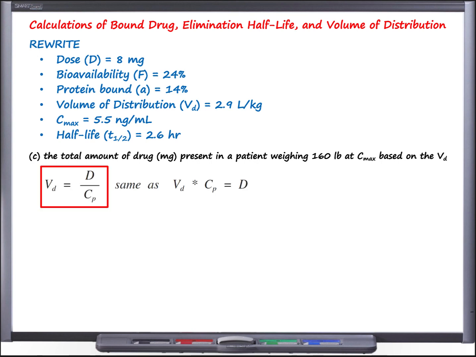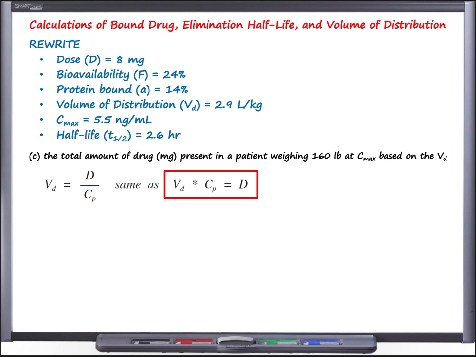So let's start with the volume of distribution equation, because what it wants us to solve for is the amount of drug. That would be the dose. So we're trying to solve for the dose here. If VD, or volume of distribution, is equal to the dose divided by CP, we could rearrange that by multiplying both sides by the plasma concentration, so VD times the plasma concentration would equal D, or the dose.